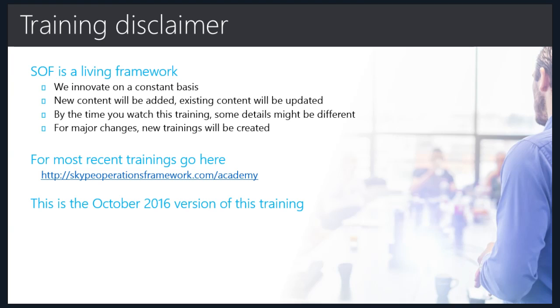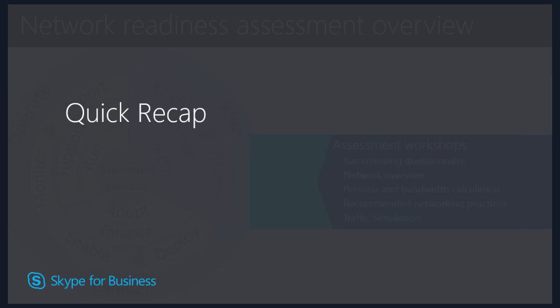As a side note, if you've already consumed the previous version of this training, there's an updated version available that will get you to this version. You can find this on skypeoperationsframework.com/academy as well, and it's called the Network Readiness Assessment, What's New. So if you've already done a previous version of this training, that's the training for you. If this is your first time and you've consumed the overview training, then we will walk you through the mock delivery of the October version right now. So let's do a quick recap.